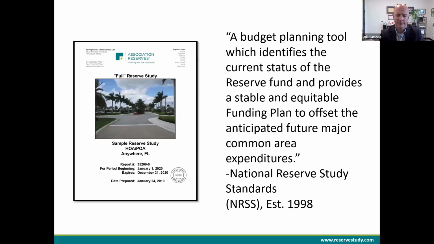So if anybody's curious about that, I think we've got 8 chapters in Florida now. There's tons of resources online and vendor directories, things like that. So CAI really created this definition back in the late 90s. It basically says that a reserve study is a tool. It's a document, but it's a tool that does a couple of important things. First of all, it identifies the current status of the reserve fund. And then secondly, it provides a funding plan that gives guidance about how to deal with future expenditures.